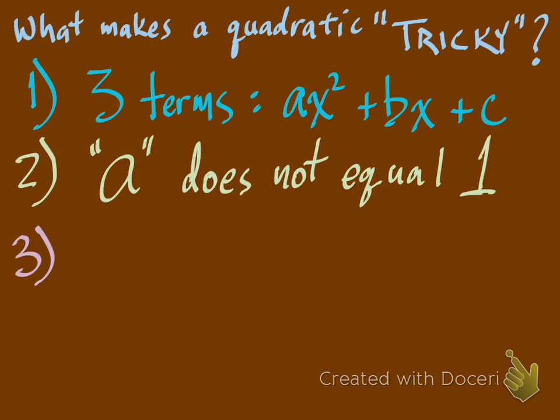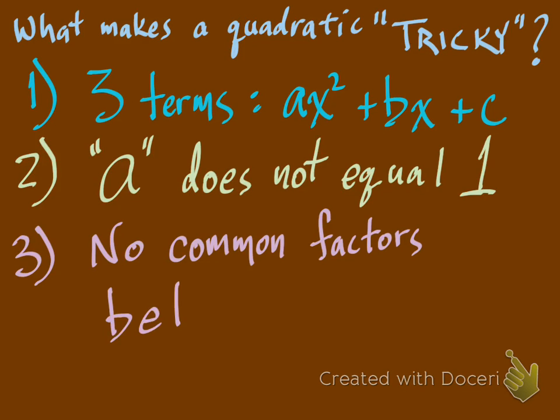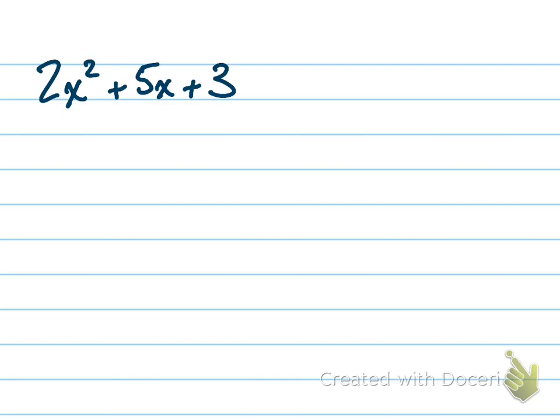The third thing that tricky quadratics have is that those terms, a, b, and c, those numbers, have no common factors between them. All right, so if it meets all of those criteria, it's definitely a tricky quadratic, and you'll want to see if you can get a grip on this method that I'm going to show you here in this video. A couple more examples of tricky quadratics.